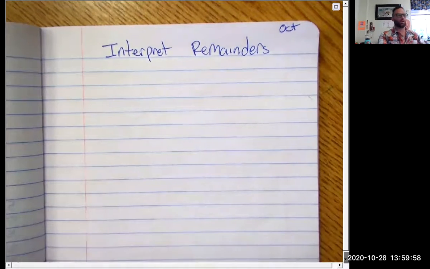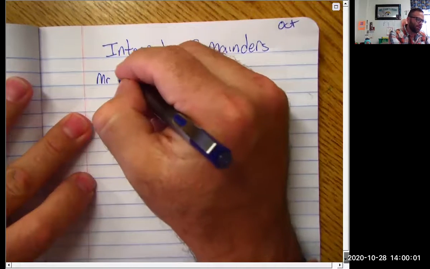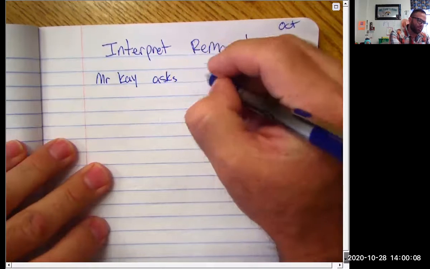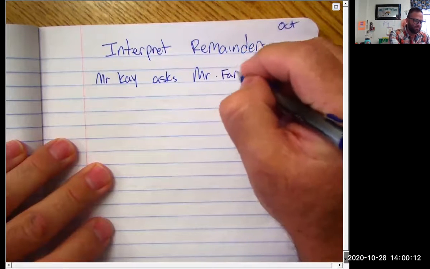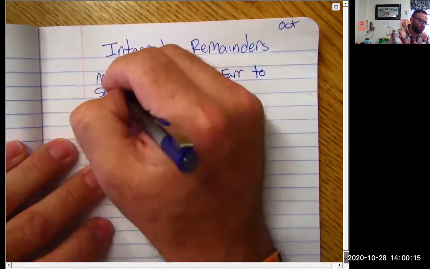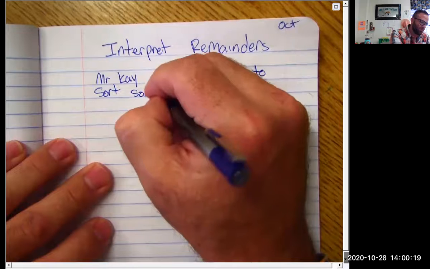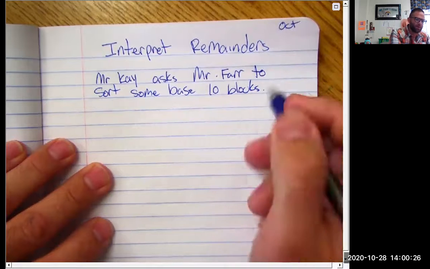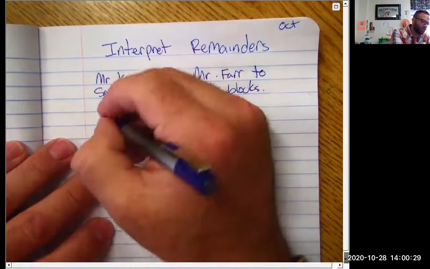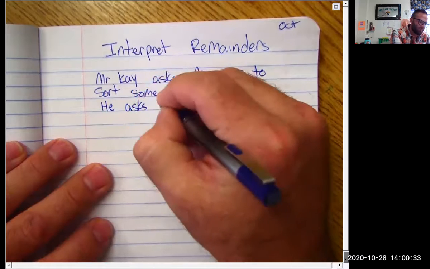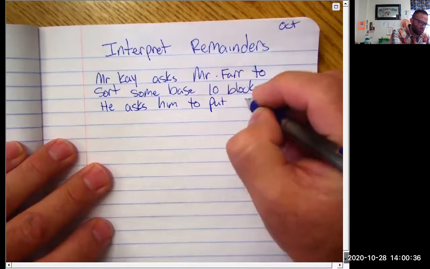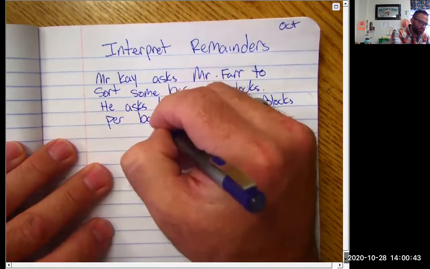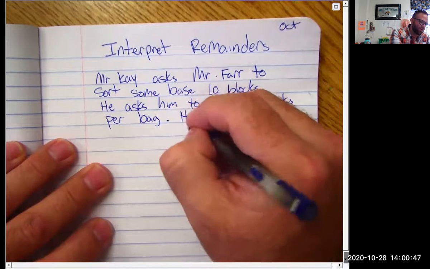I'm using a journal from last year so I can talk about this. But let's go ahead and say that Mr. K asked Mr. Farr, that's me, to sort some base 10 blocks. Perfect. And it's a period at the end. Okay. He asked him to put 5 blocks per bag. Per bag. Perfect. Period.